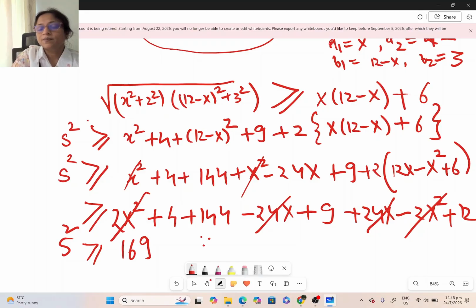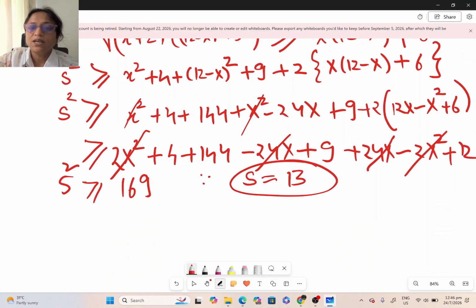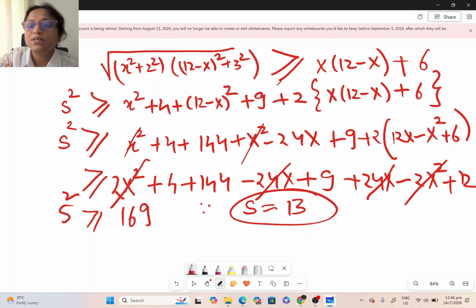Therefore, S's minimum value is what? 13, because 13² is 169. So you can also do it by this method. I hope it helped.